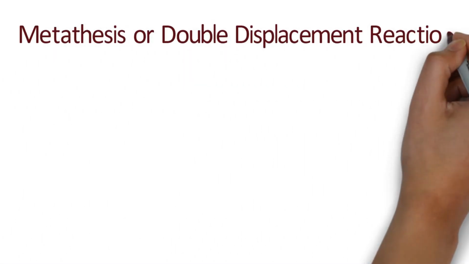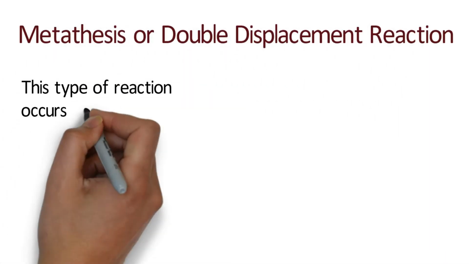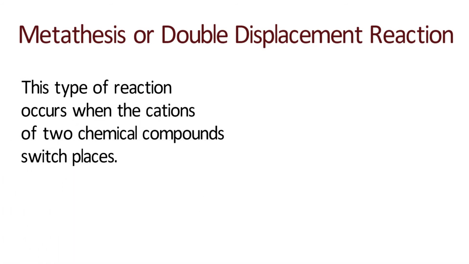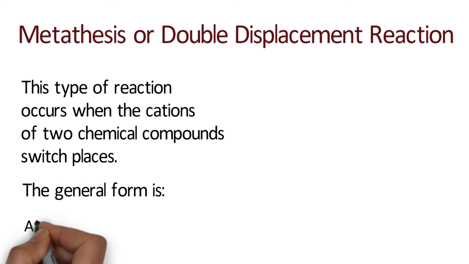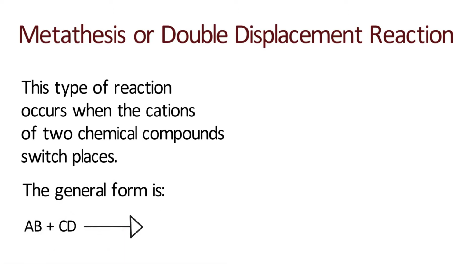Metathesis or double displacement reaction. This type of reaction occurs when the cations of two chemical compounds switch places. The general form for this reaction is AB plus CD react to produce CB plus AD. A and C switch each other.